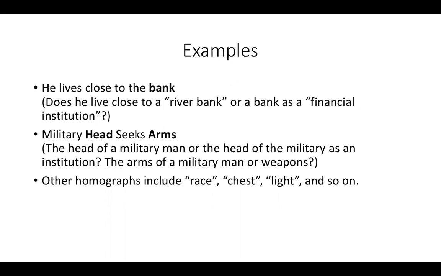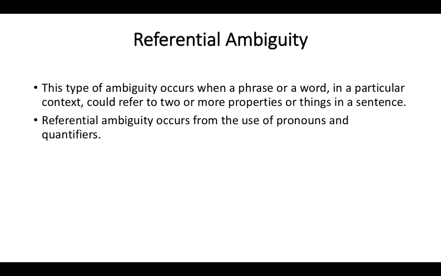Other homographs include race. When you talk about race, you are either talking about a competition in which we are looking for a winner, or we're talking about a group of people according to the color of their skin. We also have chest, light, and so on. So there are many homographs.